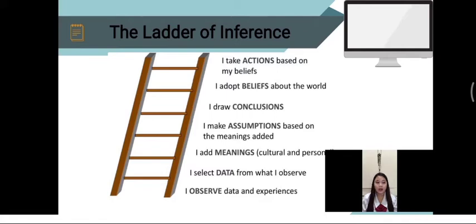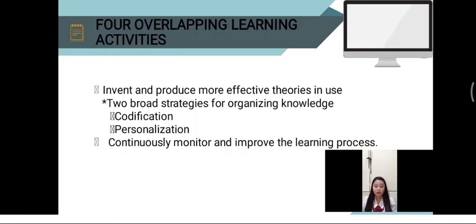People may draw invalid conclusions from limited experience. Their cultural and personal biases may distort the meaning attributed to selected data. So the ladder of inference can help the members to understand why their theories are invalid and their behaviors and organizing efforts are ineffective. The next one is invent and produce more effective theories in use.